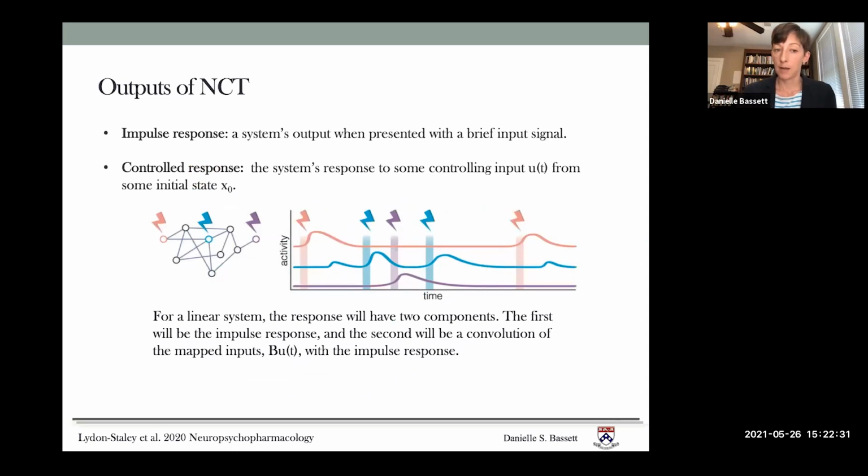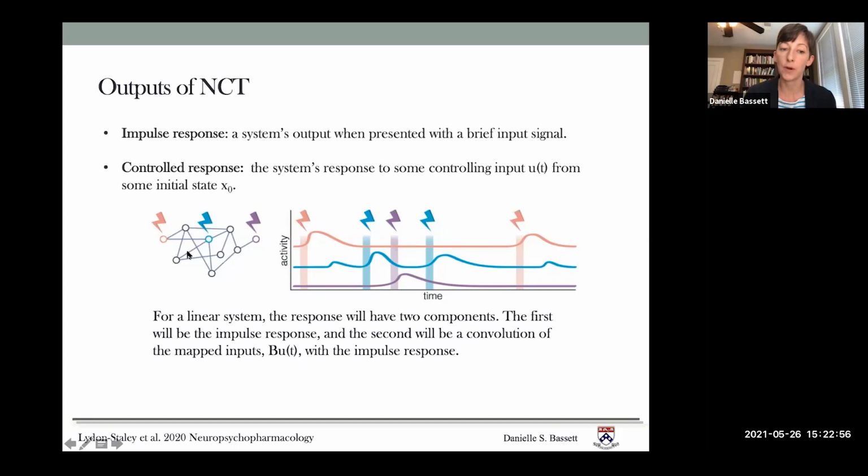The next step in terms of outputs would be a controlled response. So this is not just the response of the system to any input, but the system's response to some controlling input U from some initial state x naught. And U of t is time varying, first of all, it's not one impulse, and it can be applied to multiple different nodes inside of the network, right?